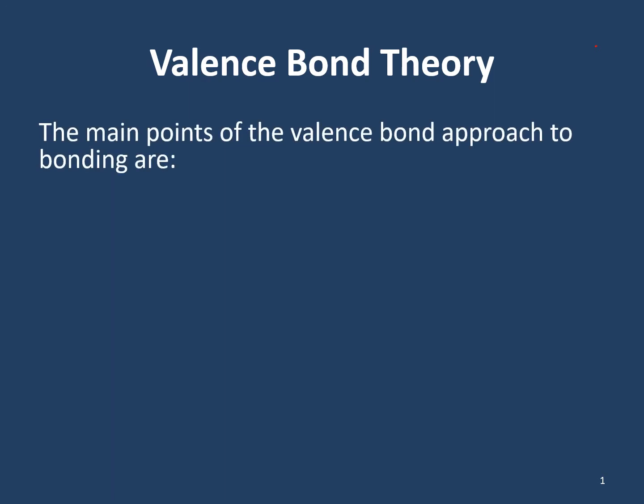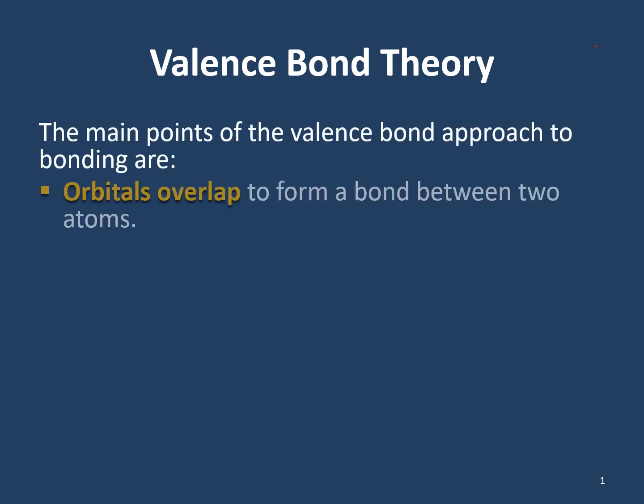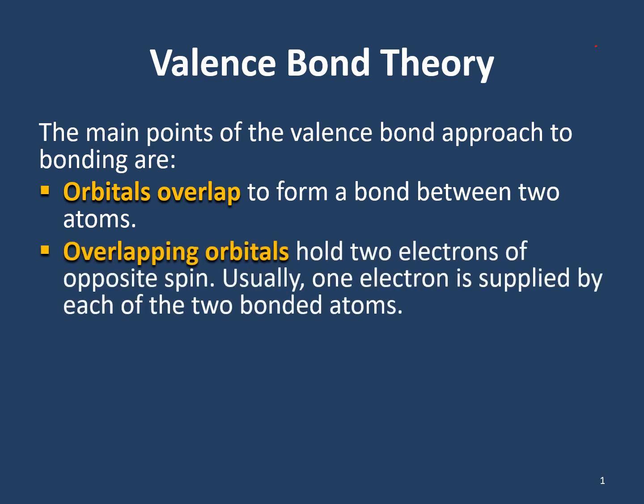So let's talk about what valence bond theory really states and what it is all based on. It states that orbitals must overlap to form a bond between two atoms. So we're sharing these electrons, but what's happening is the actual orbitals that these electrons are in are overlapping with an orbital from the other atom that is in the bond, and that's where the electrons in the bond hang out, within the overlap of those orbitals.